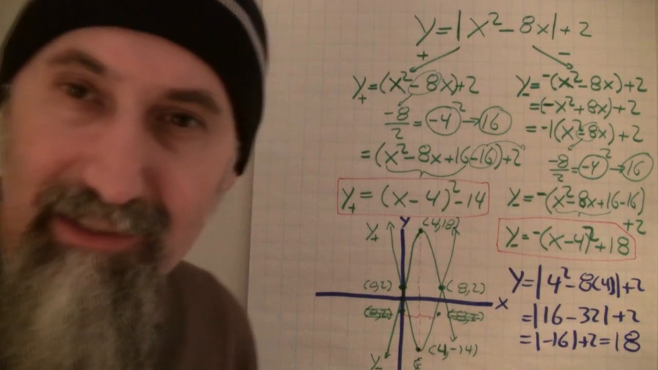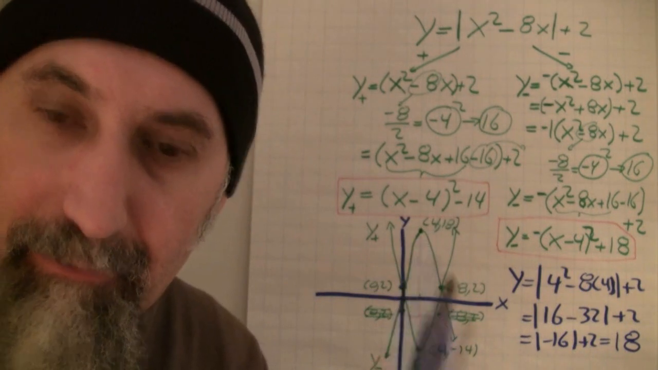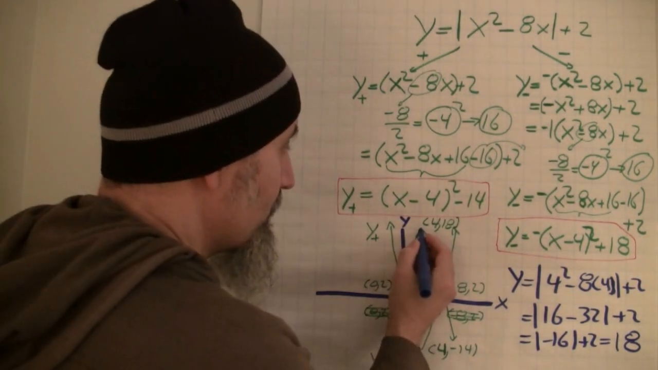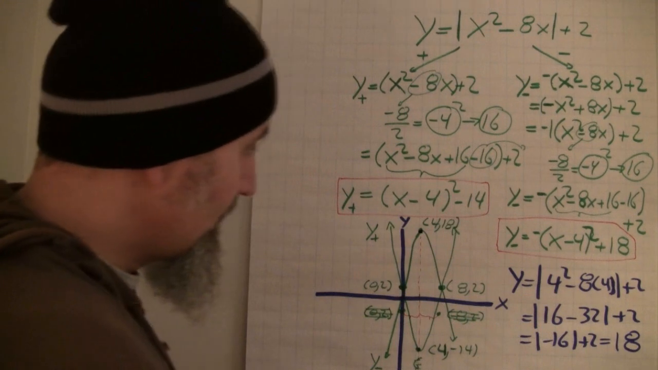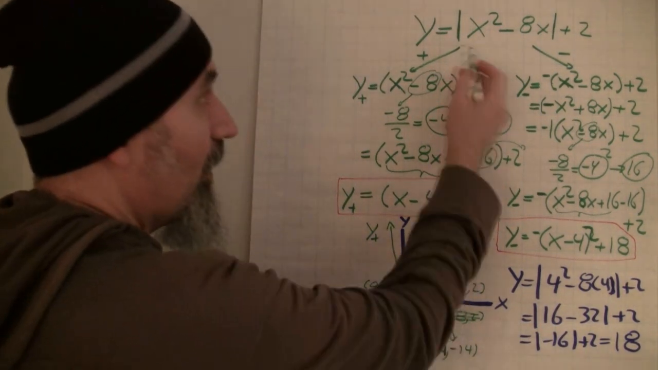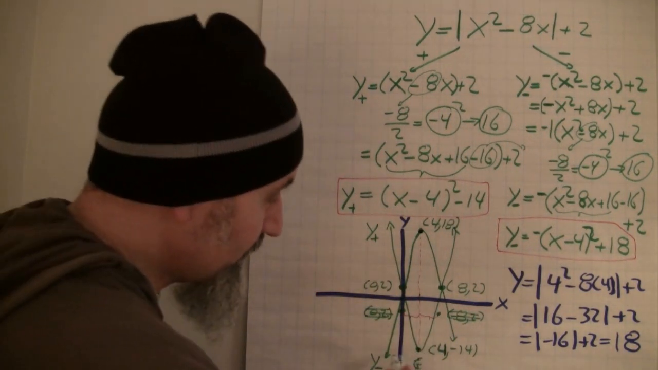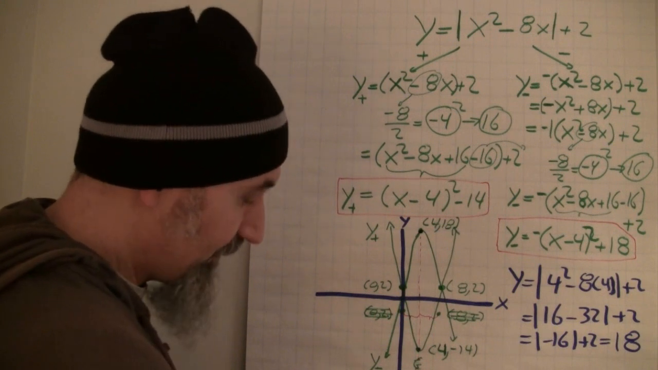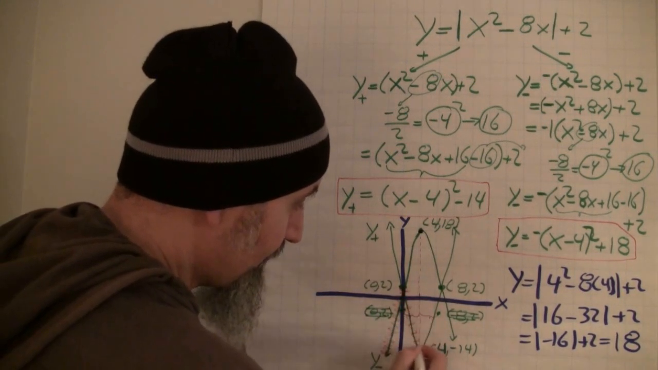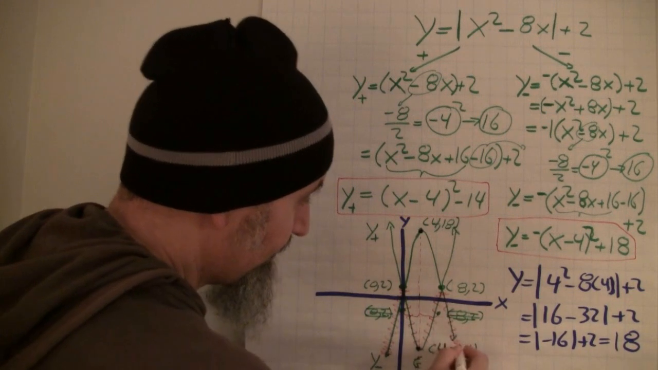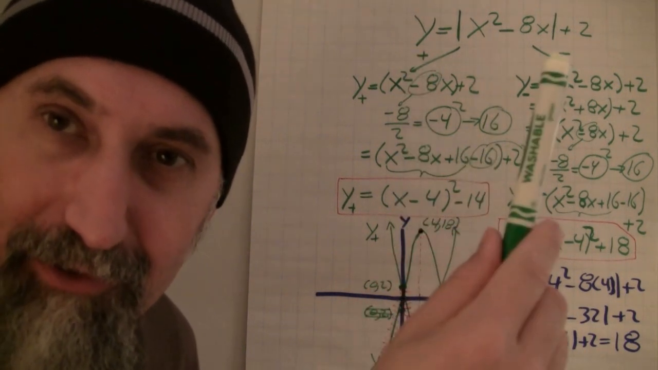So what this tells us is when x is equal to 4, y is equal to 18, and that puts us up here, right? So what that means is this point is on this function, and this point is not. So what we end up doing is we end up killing everything below the intersection line here. So all of these are dead. Okay. So the graph of this function is this.